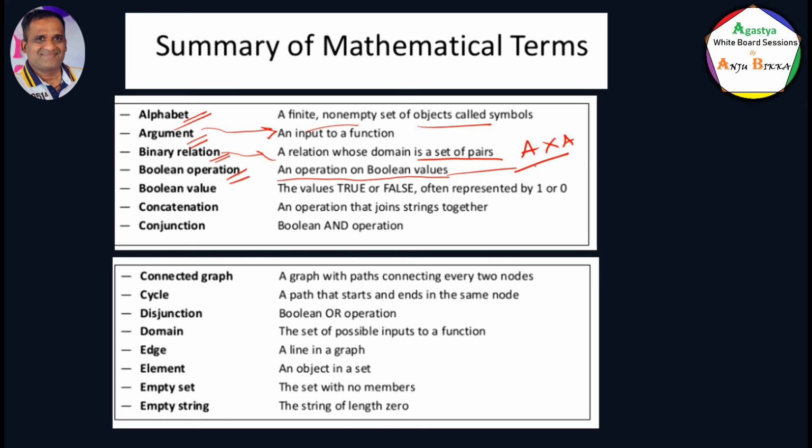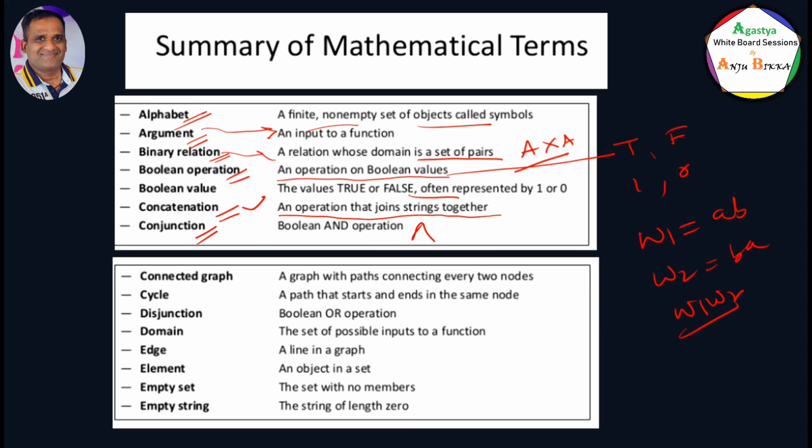What is a binary value? Either true or false, or 1 or 0. This is the binary value. And concatenation, an operation that joins strings together. Now we have two strings, W1 and W2, then concatenation is W1 W2. This is what the concatenation is. And the conjunction is the AND operation.